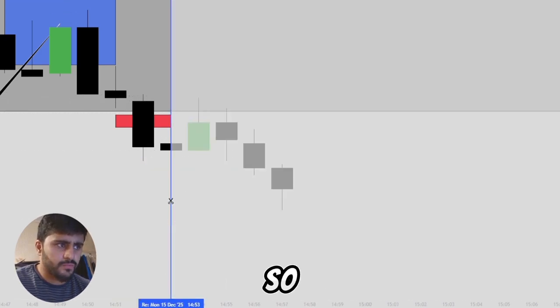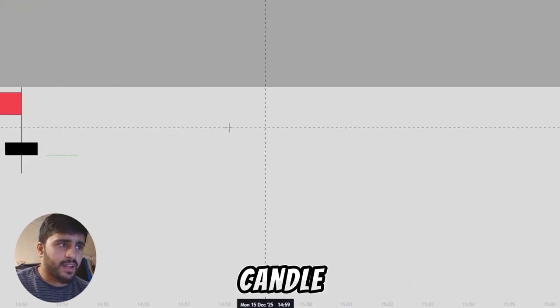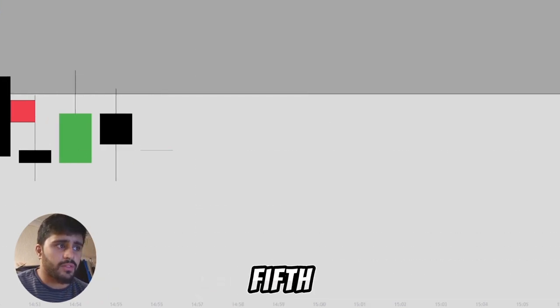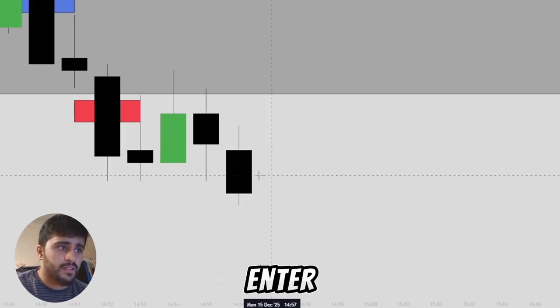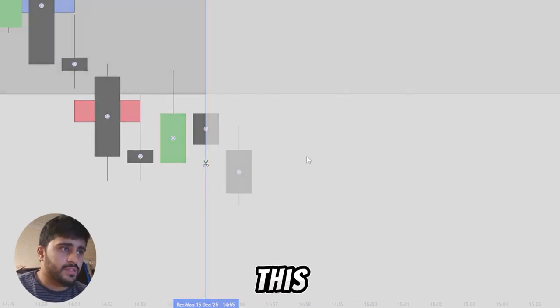So I'm just going to draw an even clearer image of this. We break below the zone. Over here, we have one candle and then two candles. This second candle gets us into the zone, and then the third, fourth, and fifth candles become where we look to enter, somewhere around this region. So what was happening here? This is the retest candle.